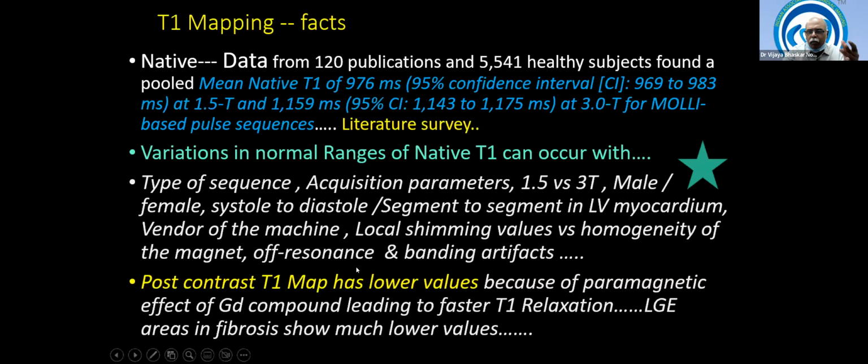Then the post-contrast T1 map: post-contrast values are low, because obviously T1 relaxivity is occurring faster. That is the shortening of T1 effect. For example, 950 to 1000 is a native value on 1.5 Tesla, and it is 400 to 500 or 500 to 550 post contrast. On 3 Tesla, 1200 to 1250 is normal, and it is about 600 to 650 post contrast because of the shortening of T1. That's what we're looking at.